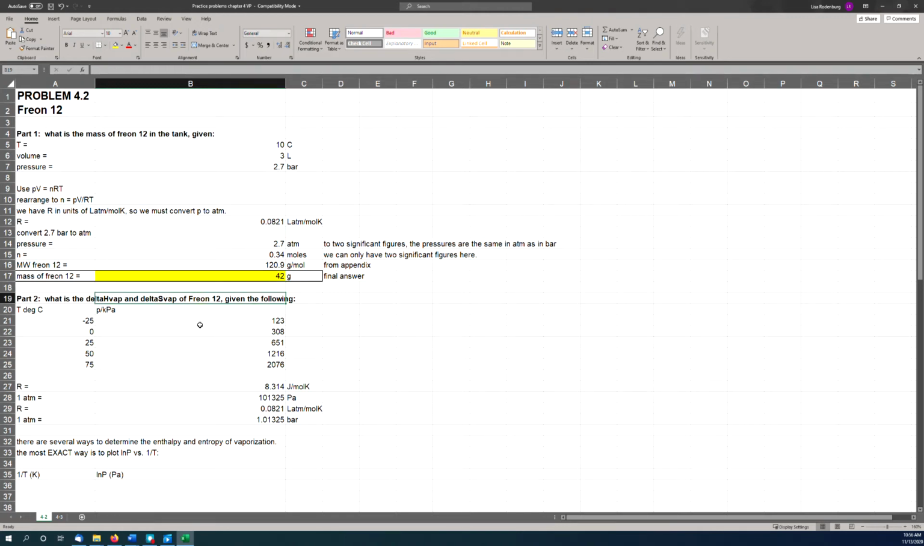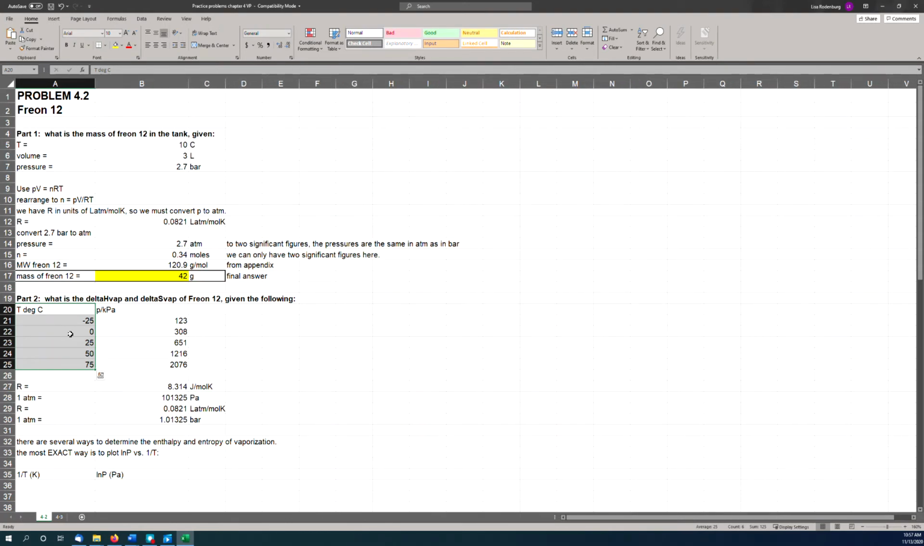Now, part 2. This is where it gets a little bit more complicated. You can actually go to some reference books and look up the vapor pressure of Freon 12 at a variety of different temperatures. Someone took the time, some poor graduate student, I'm sure, was forced to take the time to measure the vapor pressure of Freon 12 at these different temperatures. So what we want to do is graph this data so that we can determine delta H and delta S of vaporization. That's what we're looking for here. And hopefully you have watched the lectures and you understand how this works, and you know that you don't just plot pressure versus temperature.